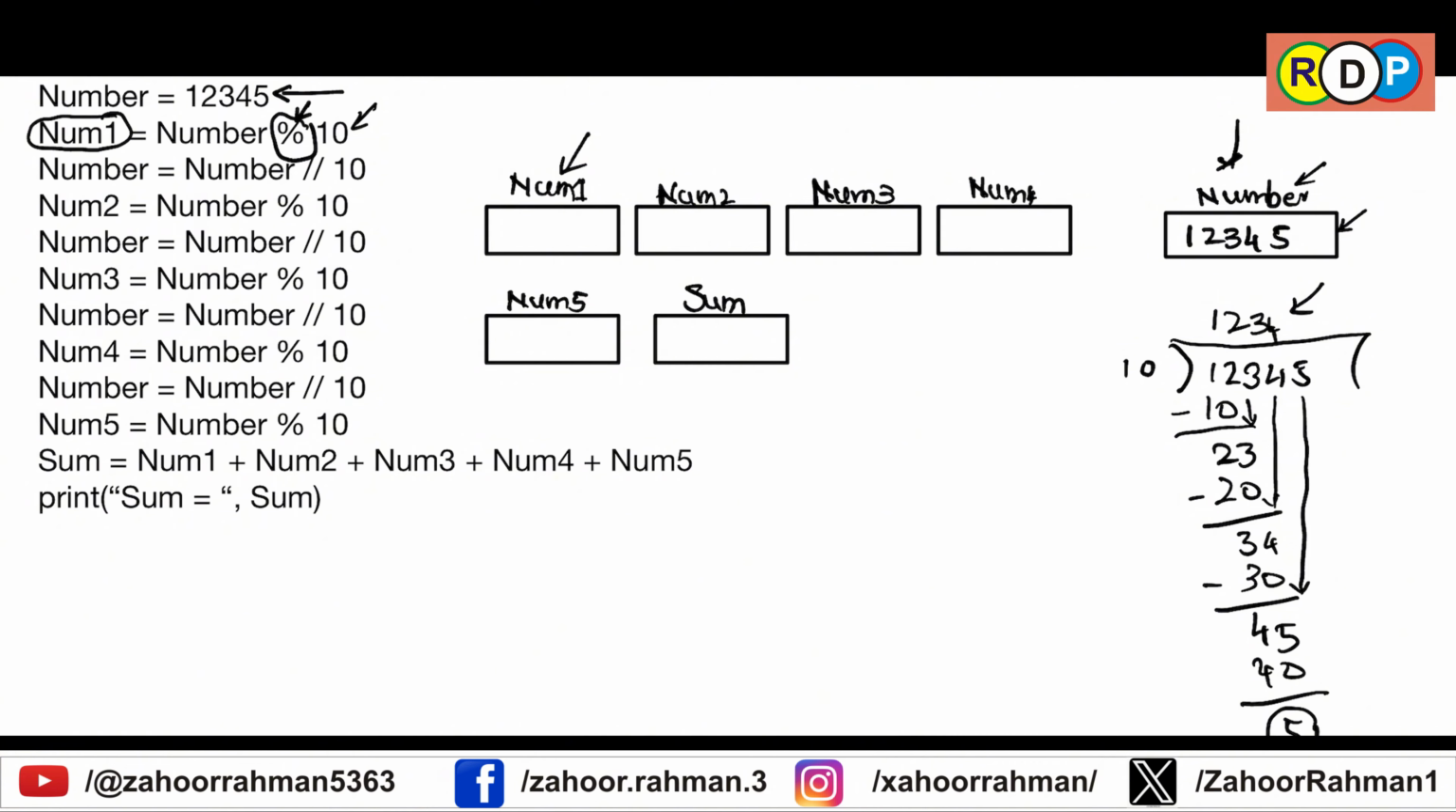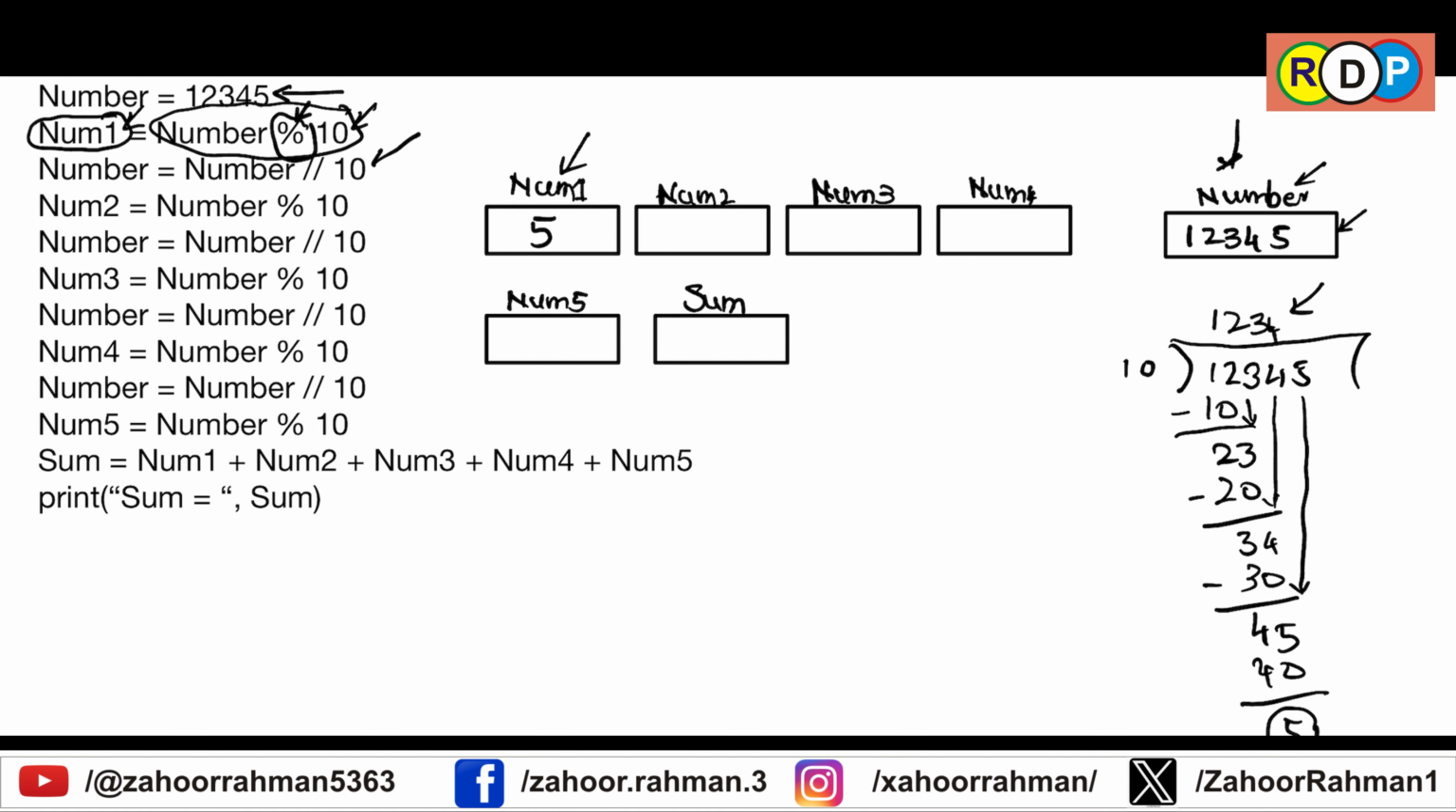Remember that there are many operators. So from this statement we are getting a 5. So 5 will be stored inside this, and I am writing 5. Now we have to remove this 5 from the number because we have stored it in a variable num1. So by a technique we have to remove this 5 from the number, which is 1 2 3 4 5.